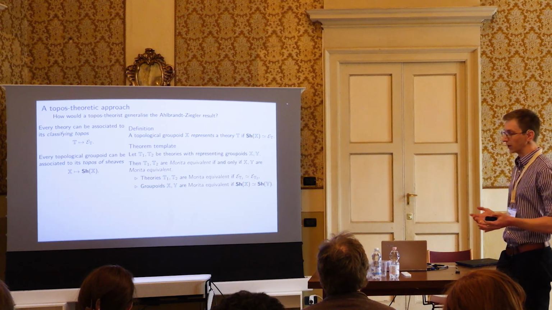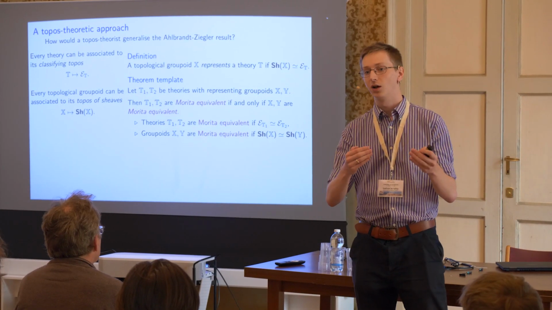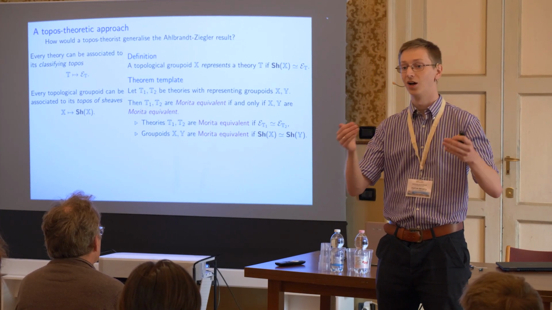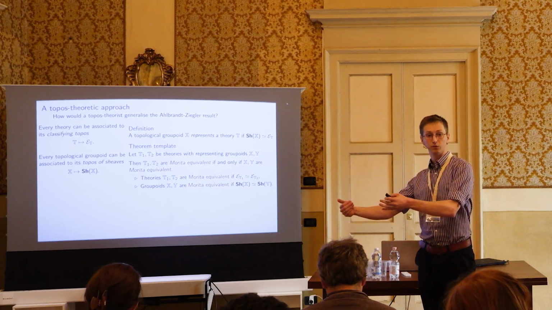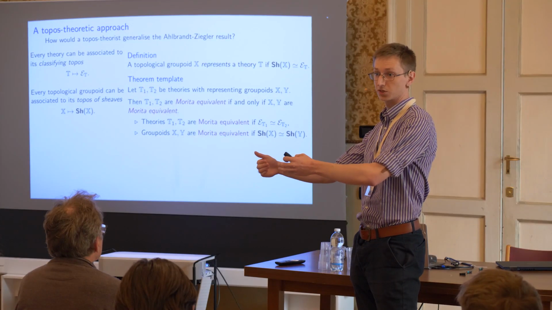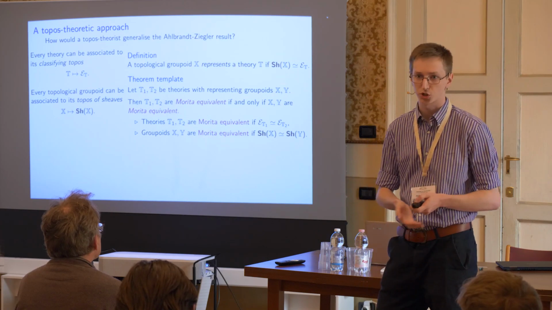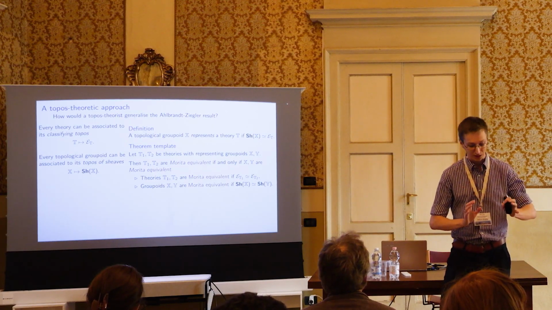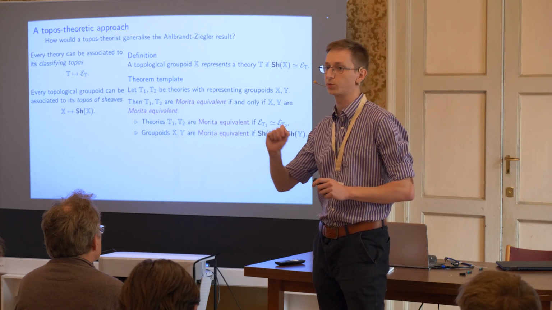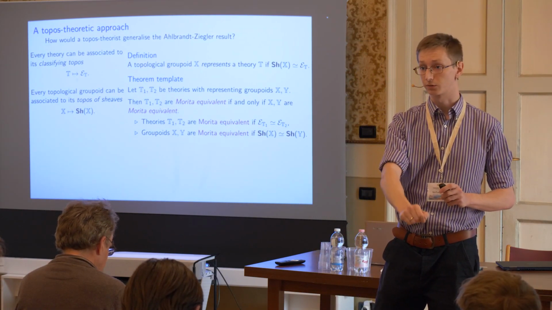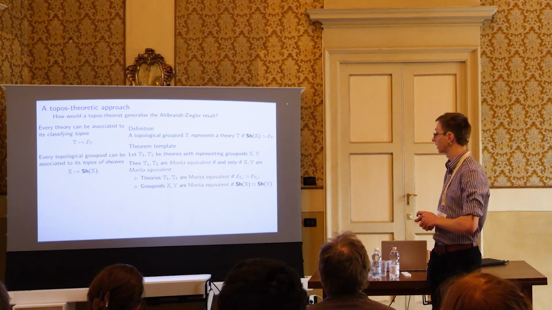And then we have a tautology, which we could maybe think of as a theorem template, that two theories with representing topological groupoids are Morita equivalent, meaning that their classifying toposes are equivalent, if and only if the topological groupoids are Morita equivalent, meaning their toposes of sheaves are equivalent. And this is just a tautology at this point, but the point is that if we understand Morita equivalence for theories when a theory is represented by a groupoid and Morita equivalence of groupoids, then we're going to get not a theorem template, but maybe something which we can actually go out and apply in the wild.